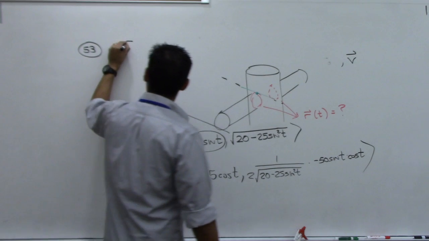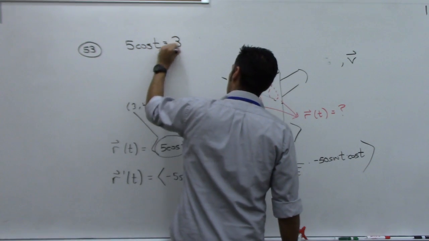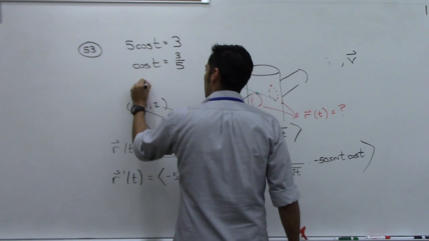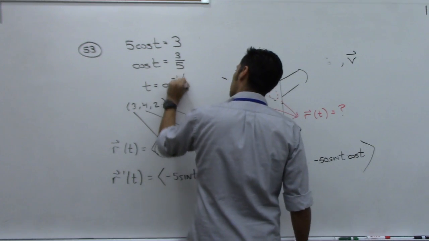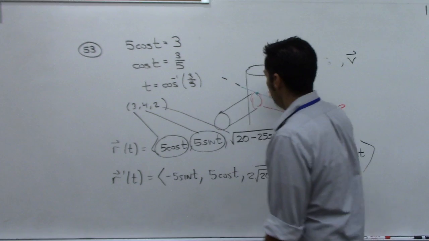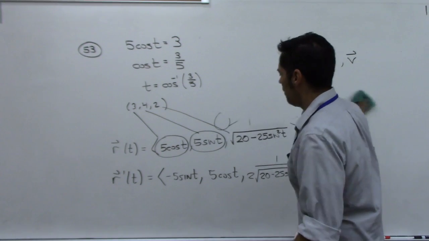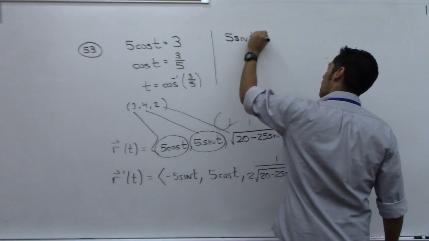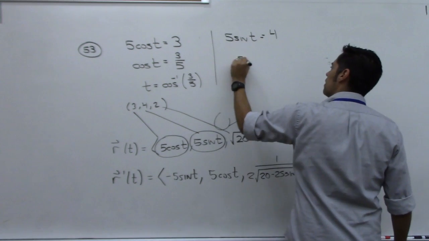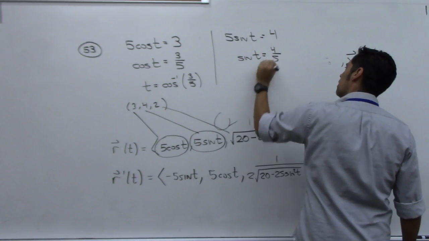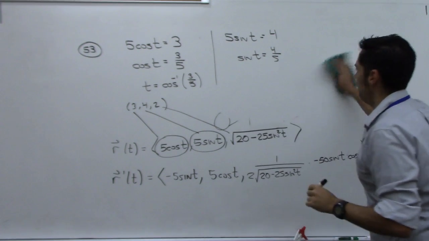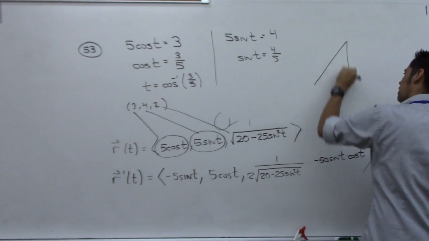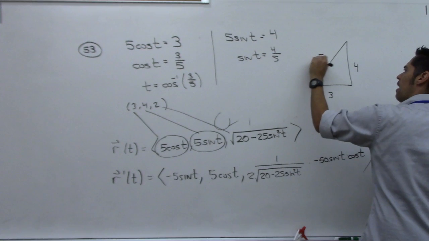So let me just first try and make 5 cosine t turn into 3. Well, cosine t is 3/5. And then I can get on my calculator and figure out what arc cosine of 3/5 is. Then I also need that 5 sine t equals 4, which means that sine of t must be 4/5. And I can go and figure that out. But if you notice, we've got a 3, a 4, a 5. This looks like a right triangle, a 3, 4, 5 triangle. Here's t.